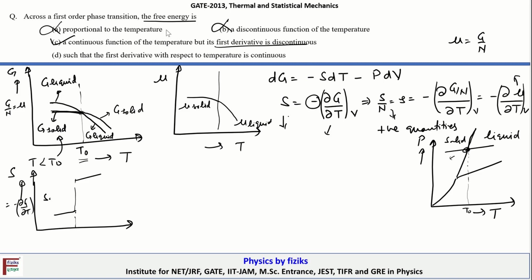This is the solid phase, and this is the liquid phase. And this is the temperature T naught. So at the transition there is a discontinuity in the entropy, which is the first order derivative of G. S is equal to minus dG by dT, so this is going to be discontinuous at the transition temperature. Therefore, C is the correct option here, such that the first derivative with respect to temperature is continuous. No, this is also wrong. So C is the correct option here.